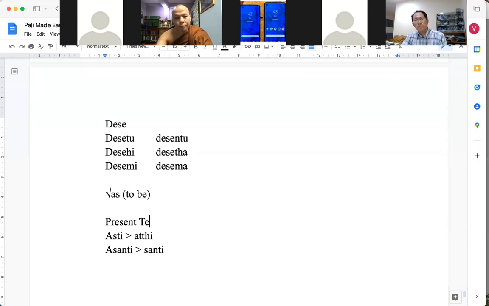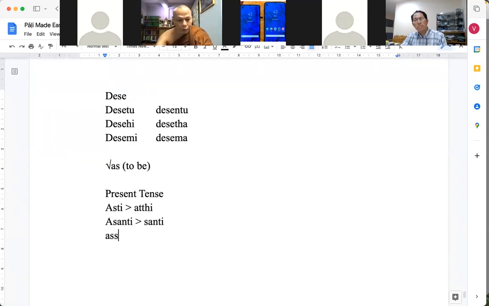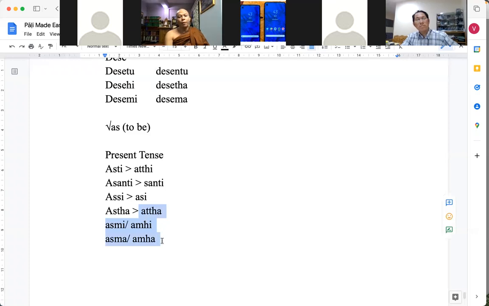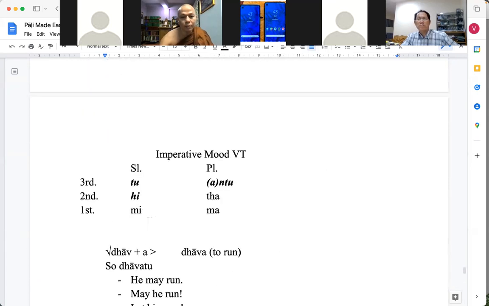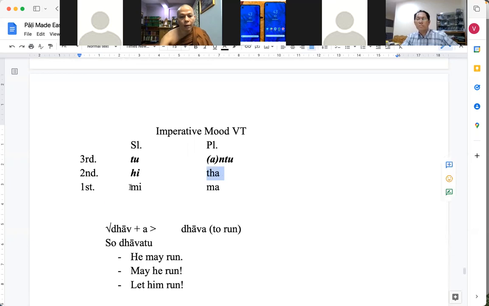Just review it. And then to the as, by adding the verbal termination sta to the, so atta. And then asmi, so ammi, and then asma, so amma. So that is, the last three forms will be the same as the present tense in the imperative. Because they are the same as the present tense, right? Verb termination, you see. Here, ta, me and ma are the same. And their form also will be the same with the root as.